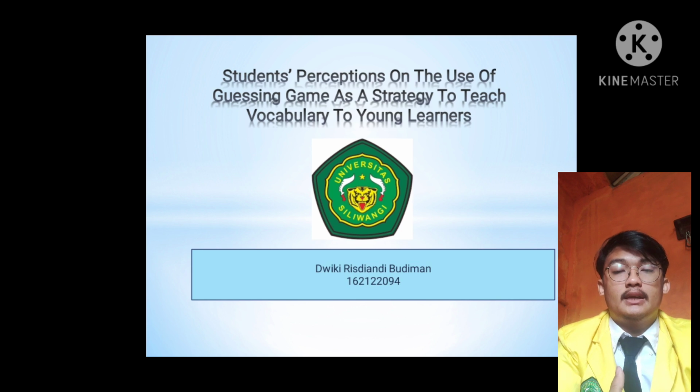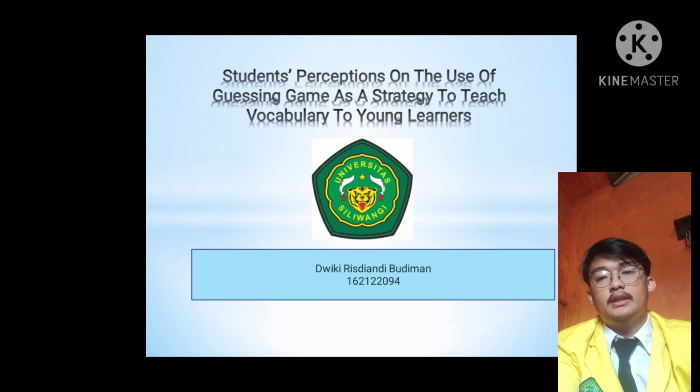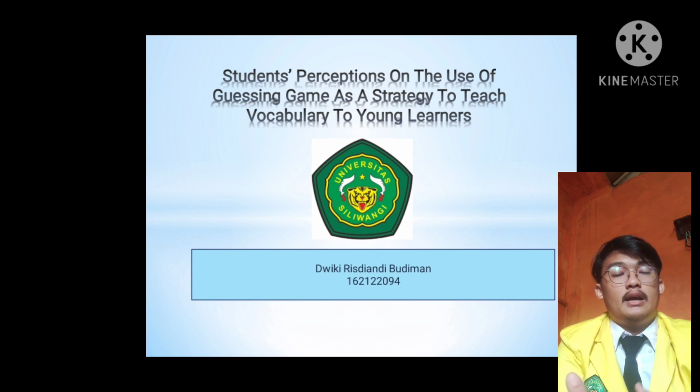My name is Dwiki Risdiandi Budiman. My student number is 162122094. I would like to present my research proposal for the final examination. The title is Students' Perceptions on the Use of Guessing Game as a Strategy to Teach Vocabulary to Young Learners.